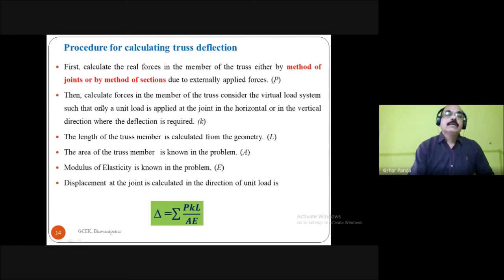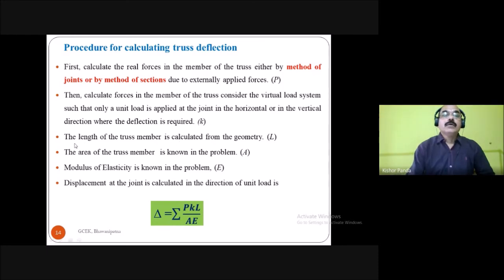Then calculate the forces in the members of the truss by considering the virtual load system, such that only a unit load is applied at the joint in the horizontal or vertical direction where the deflection is required. If you want the horizontal deflection, apply the horizontal unit load at that point. If you want the vertical deflection at a point, apply the vertical unit load at that point. Then by considering the unit load, you find the forces in the members. This is your K.